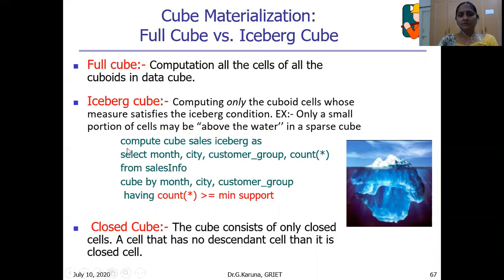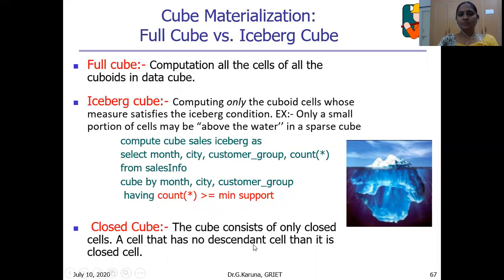This is the DMQL query syntax used for computation of the iceberg. Compute cube sales iceberg as select month, city, customer group, count star. This gives the aggregation, the total sales, month-wise, city-wise and customer group-wise. And the constraint is count star greater than or equal to minimum support. We supply the minimum support value as a constraint.